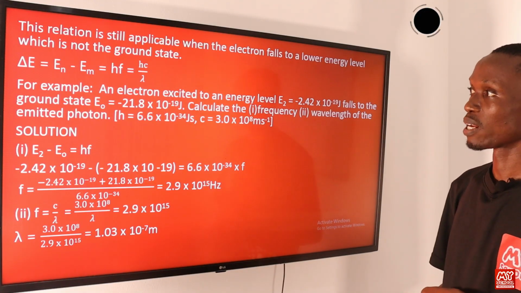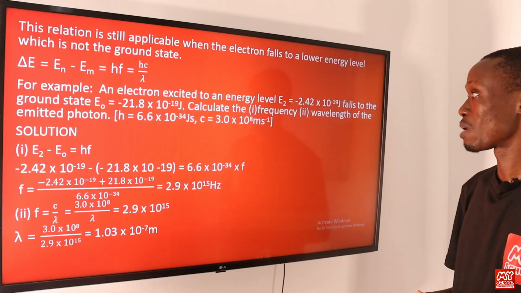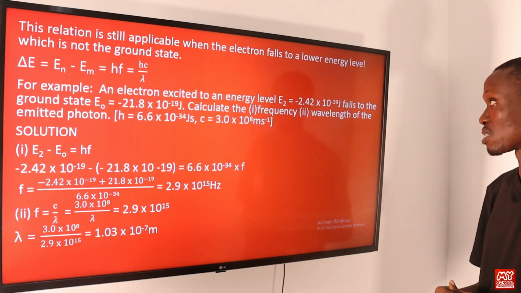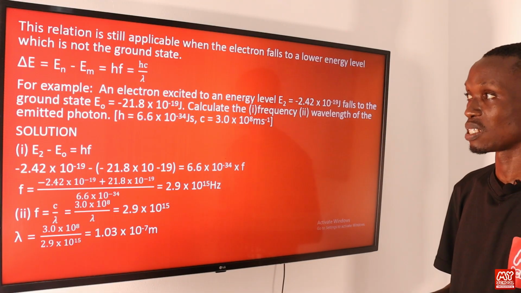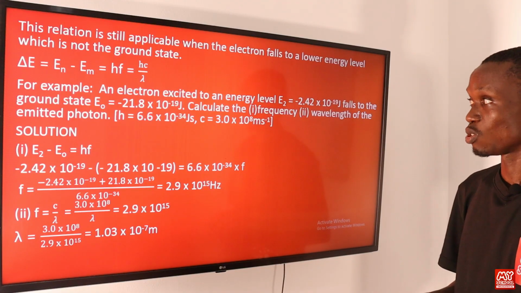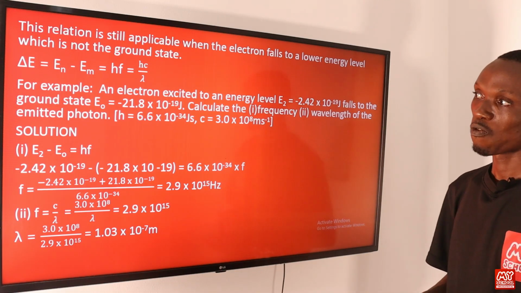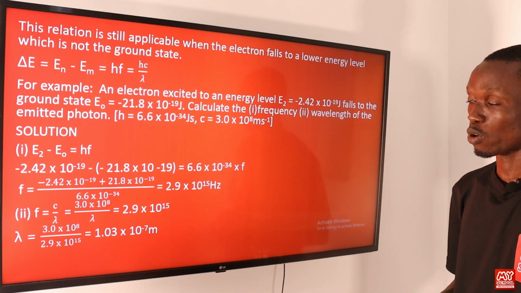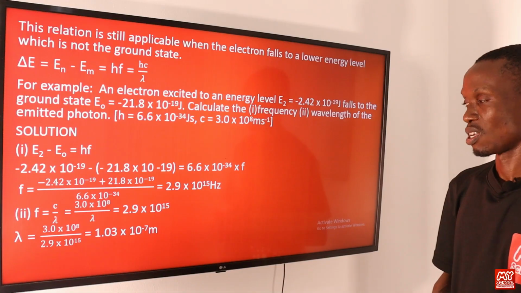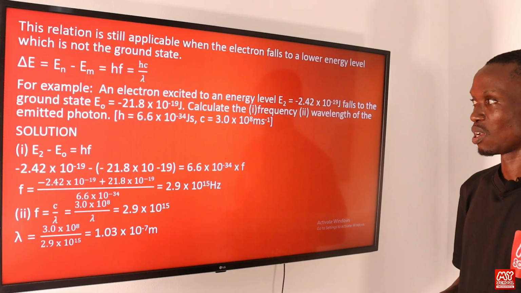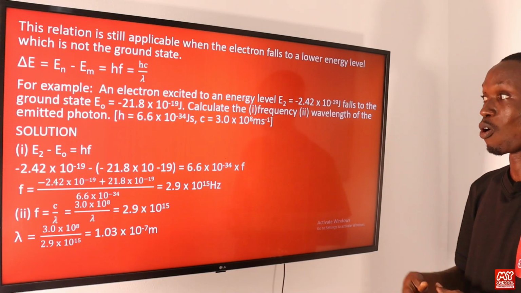So let's start with example 1. An electron excited to an energy level E2 equals minus 2.42 times 10 raised to the power minus 19 joule falls to the ground state E0 equals minus 21.8 times 10 raised to the power minus 19 joule. Calculate the (i) frequency and (ii) wavelength of the emitted photon. Then h is given to us to be equal to 6.6 times 10 raised to power minus 34 joule second, and c equals 3.0 times 10 raised to power 8 meter per second. Now remember that c represents the speed of light.